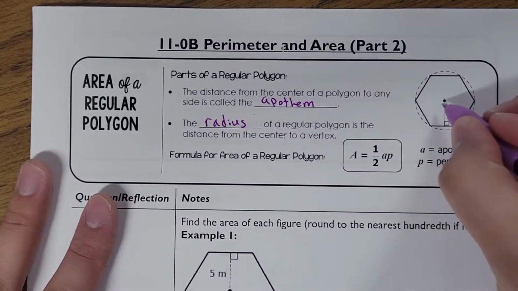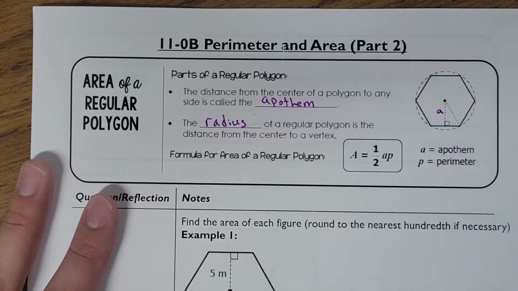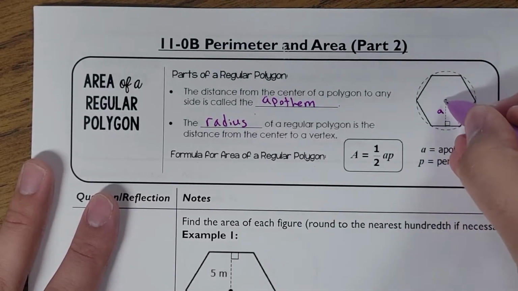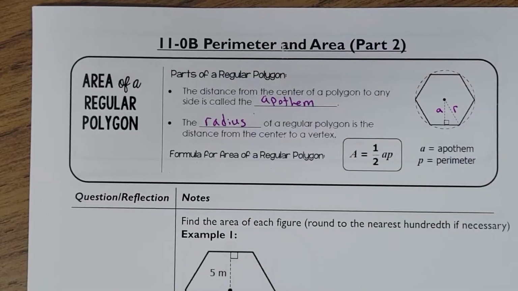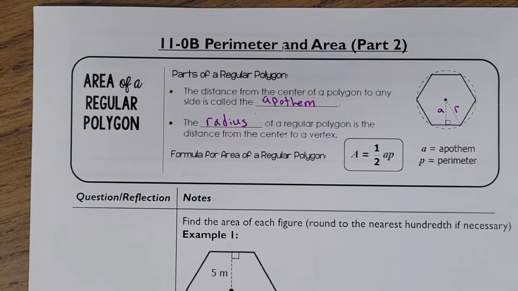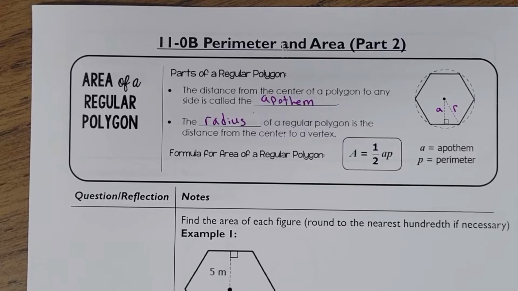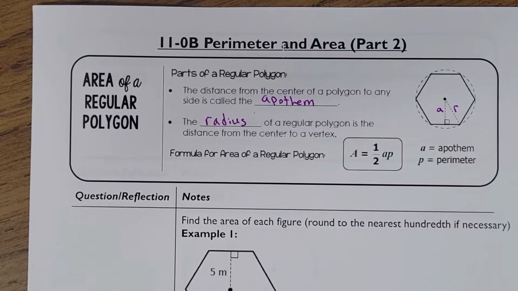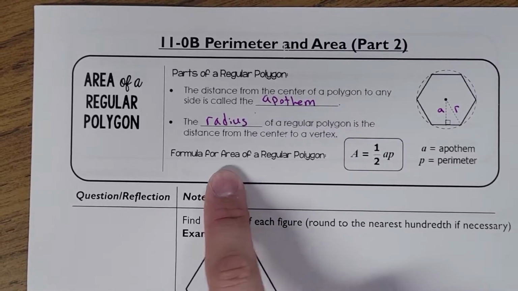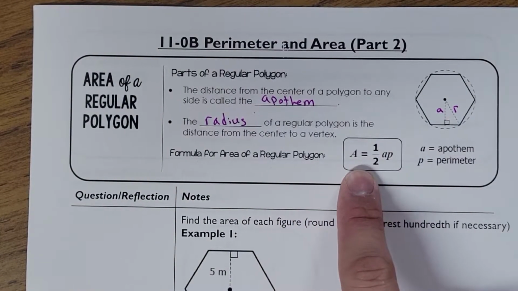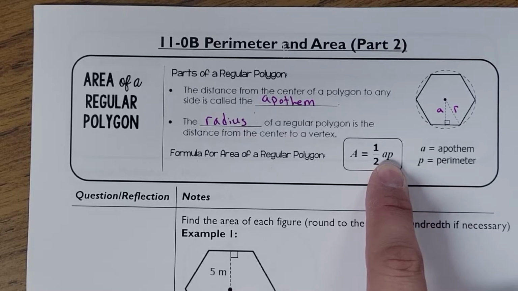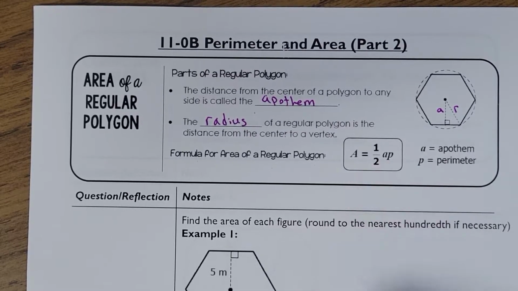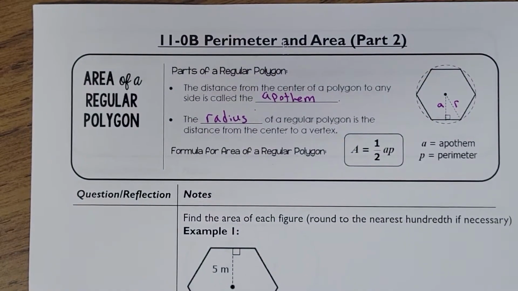So in labeling this picture, this is our apothem going straight to the side. And then from here to the vertex, again, is called the radius. You can see that we're forming a little right triangle inside that shape. And that's going to be really important to us in just a second. The formula to find the area of any regular polygon is area equals 1/2 the apothem times the perimeter of the figure. Apothem times the perimeter, and then divide it by 2.